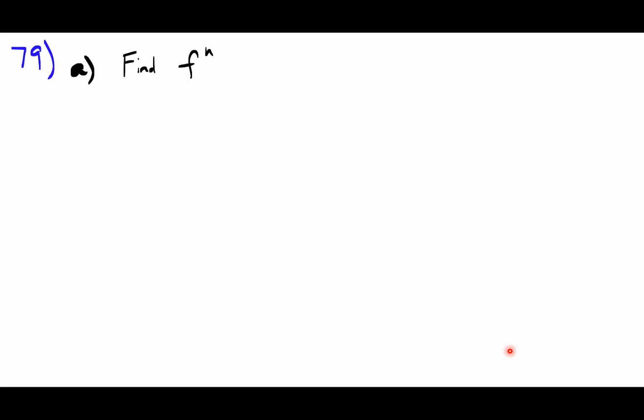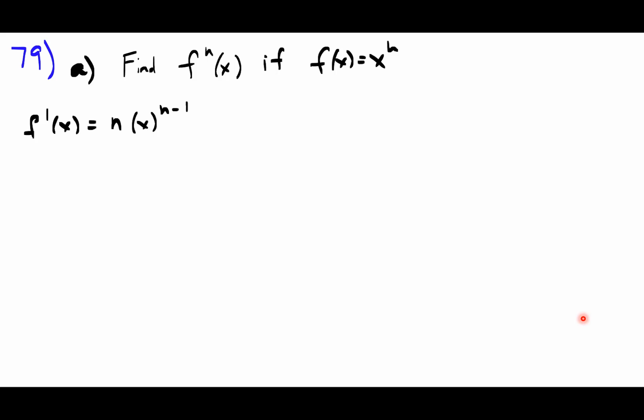79, last one here. Oh yeah, here's the fun stuff. Can you find the nth derivative of x to the n? Crazy stuff. So let's think about this here. The first derivative would be this right here, if that makes sense. If this was x to the 5th, or x to the 8th, then I would take 8 derivatives. If it was x to the 5th, I would take 5 derivatives.